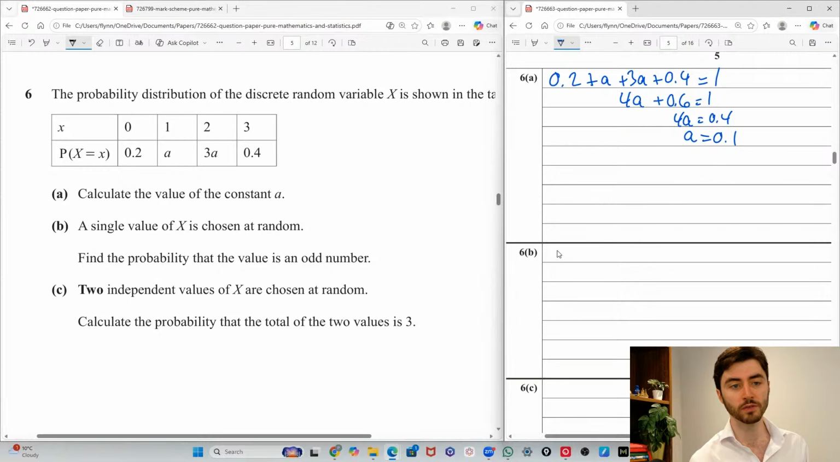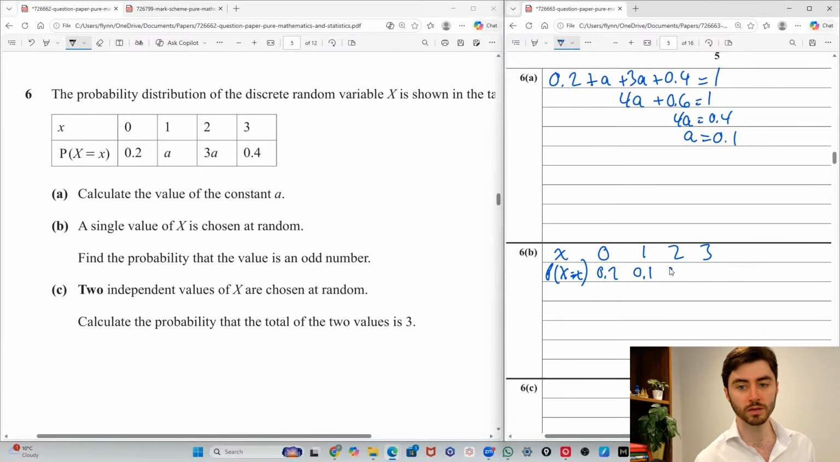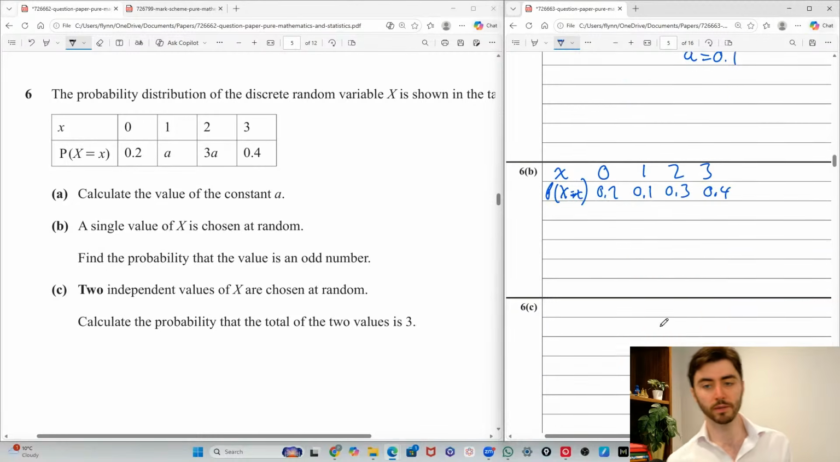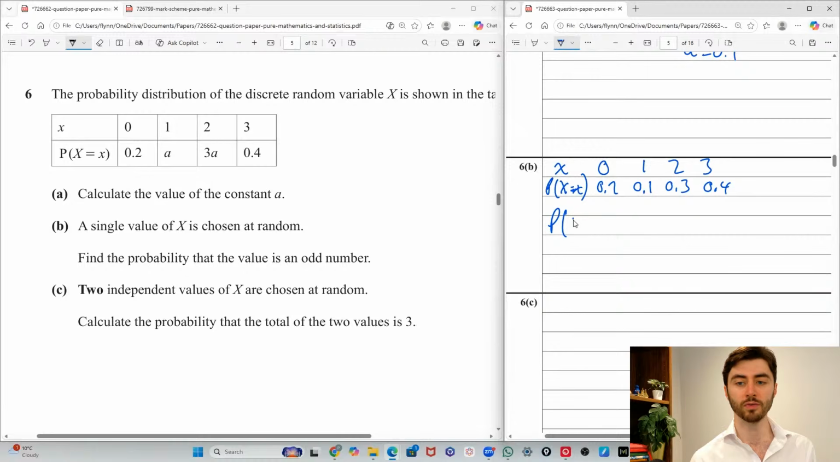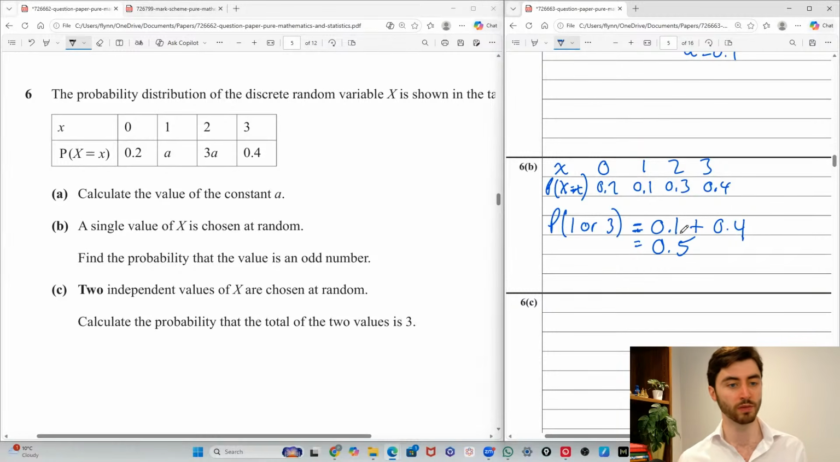So a single value of x is chosen at random. What I'm going to do is first copy the table back out again with the actual probabilities in it. So that would be 0.2, 0.1, 0.3, 0.4. Now, find the probability that the value is an odd number. So that would be the probability of 1 or 3, where in probability, or means plus and means times, assuming independent and mutually exclusive. So that is 0.5.